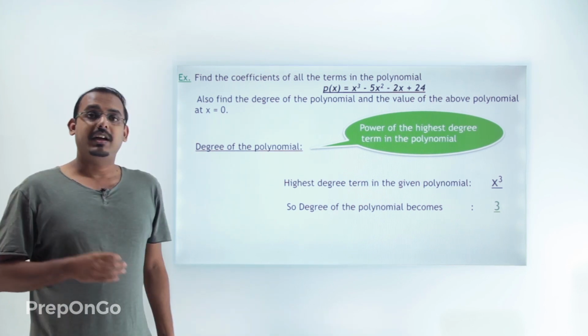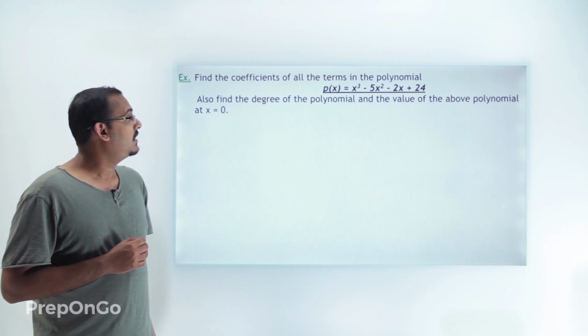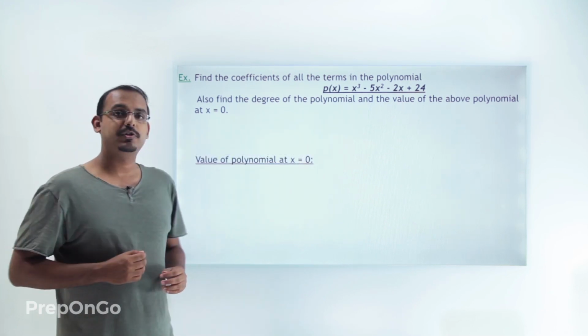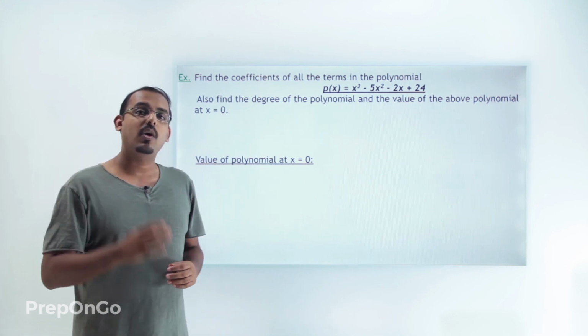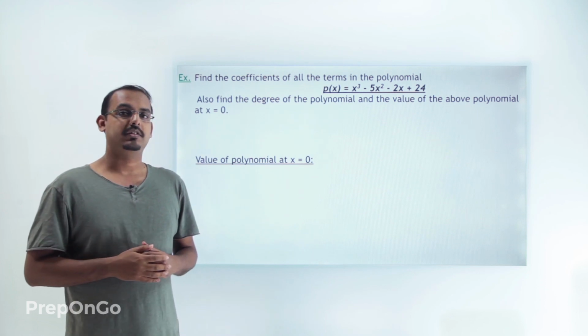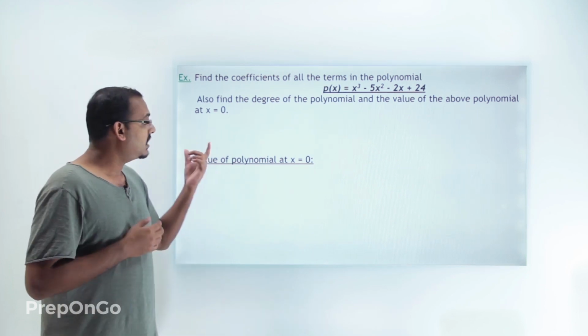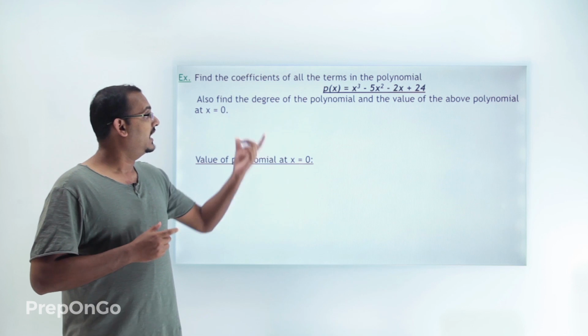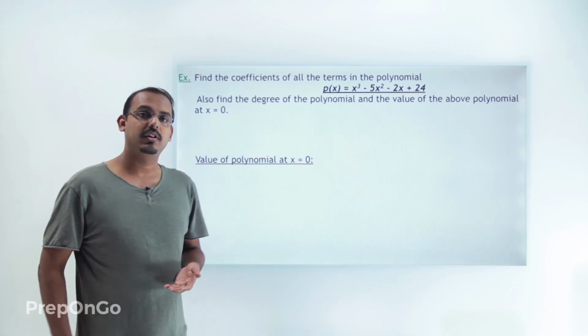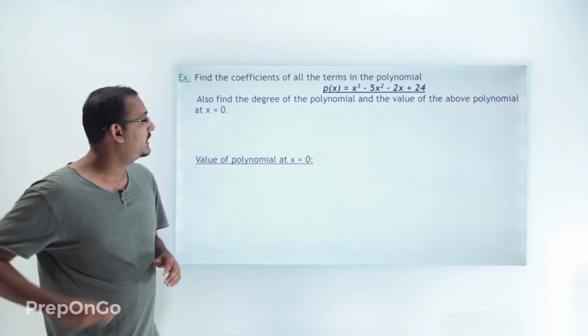The next thing that we have to calculate here is the value of the polynomial at x equals 0. Now recall how we calculate the value of any polynomial at any given value of x. Well, we just substitute the given value of x in the polynomial and we solve to find the value of the polynomial at that particular value of x. So let's go ahead and do that.